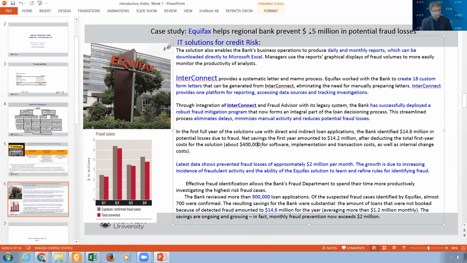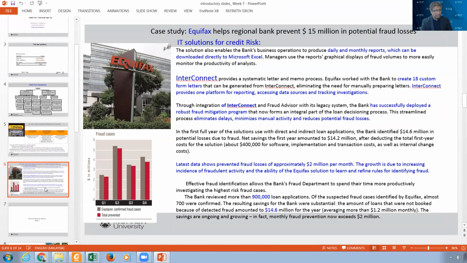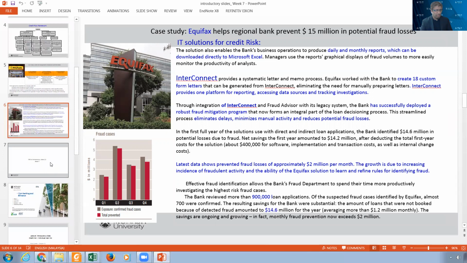So IT solutions, instead of the normal process, can integrate with the system and can also come up with this information to control. This is something from the industry, for example.